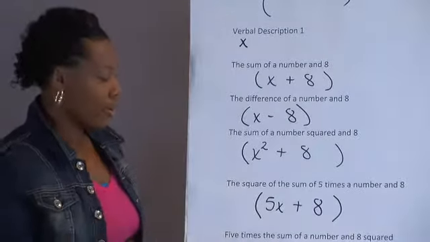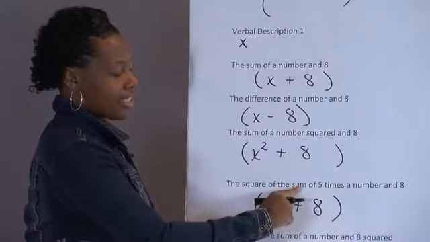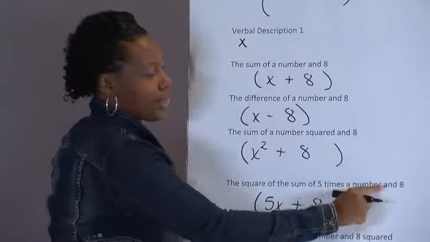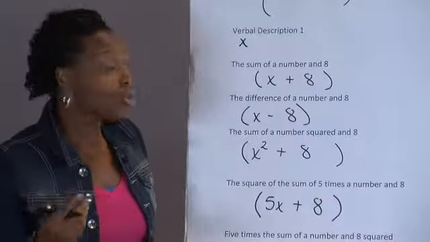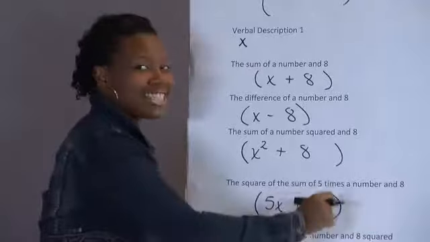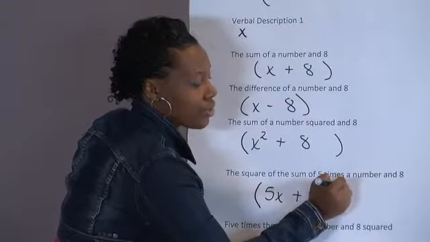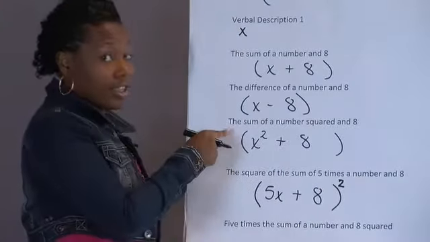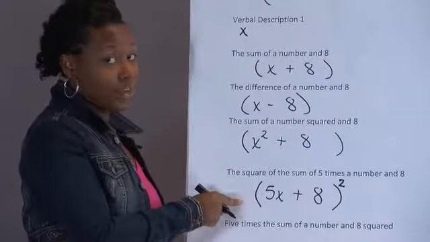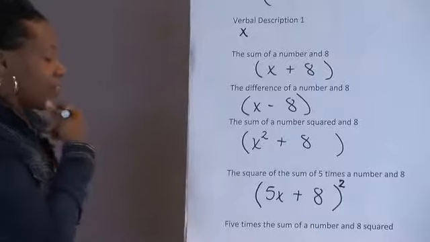What about the square? The square of the sum of 5 times a number and 8. This is telling you that you want to square the entire sum. So your square goes here. Notice the difference between the previous example and this one here. Okay? Let's try the next one.